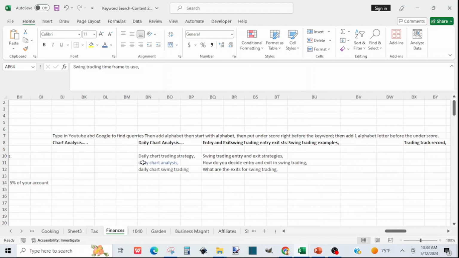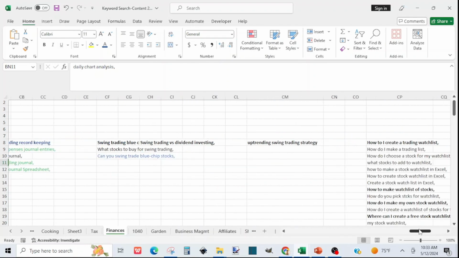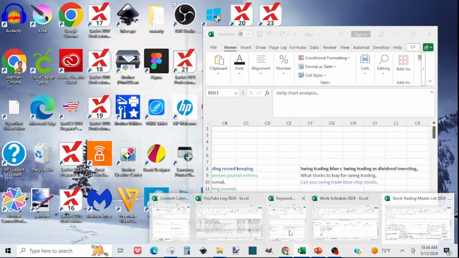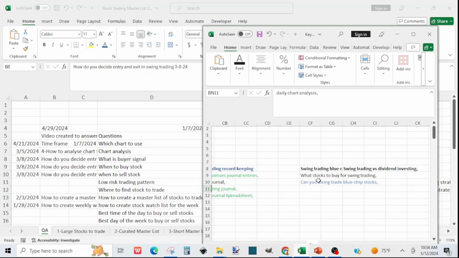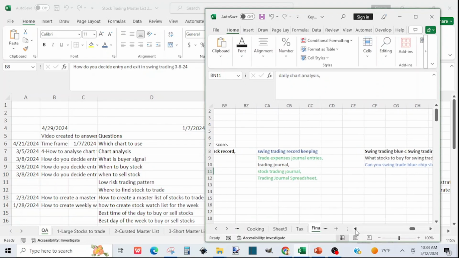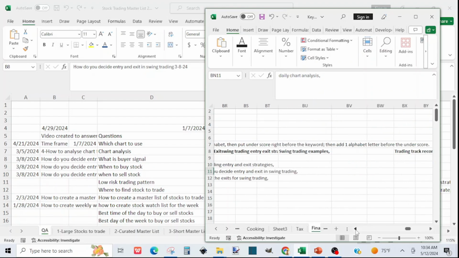So, and then daily chart analysis. Pretty much what I will do is I will go in and put the questions from the videos that I recorded. Usually when I record a video, I tend to already use the question exactly the way it is asked. Or later I'll go back and see the phrase used, to use that phrase properly, or modify it if I want to. I do that so that I have some consistency.